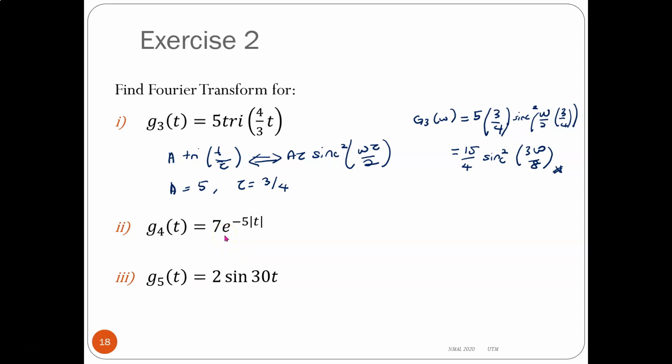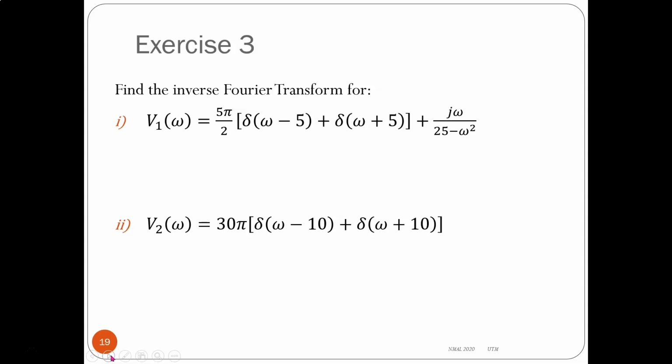Please try to look at the table and match the signal. The time domain signal is whatever is in the equation here, and this one is a sine function. So we move to another exercise, exercise 3.